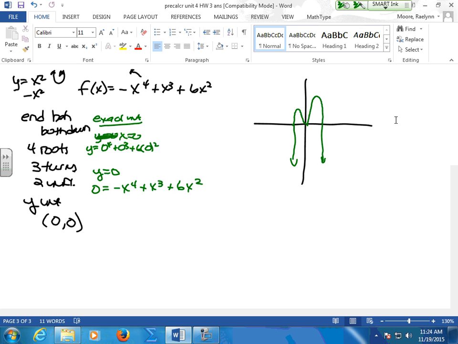Did you want to get rid of your negative? Want to leave it there? That's fine. Let's take out an x squared. What's left? Negative. Okay. I can see my double root. This is my double. Okay, I'm going to set this equal to 0.